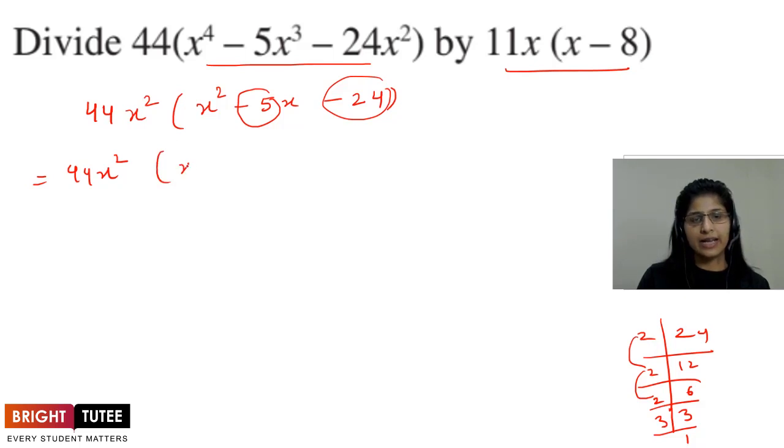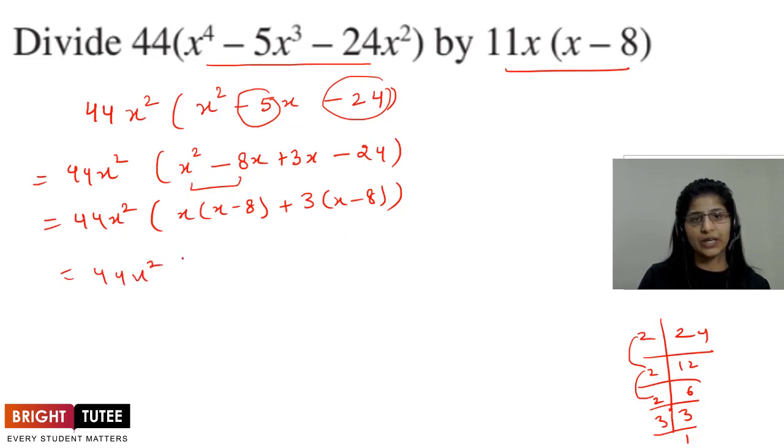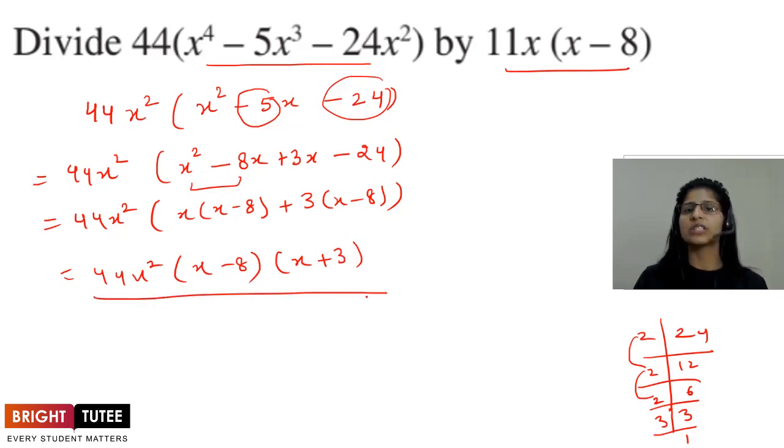So I'll write x square. Now I want minus, so I'll write minus 8x plus 3x, because this gives us minus 5x and minus 24. So factorizing it further, out of these two, x is common, x minus 8 plus 3 is common, x minus 8. Clear? Okay, now 44x square. Now in the complete expression x minus 8 is common, we are left with x plus 3. So now this is the most simplified form.